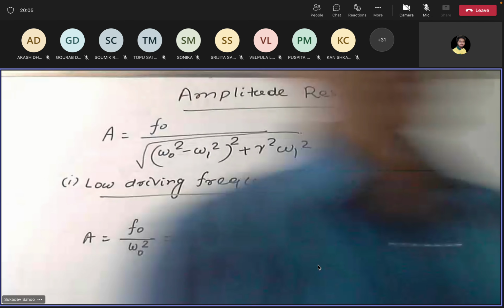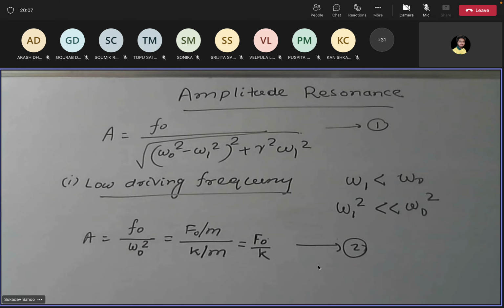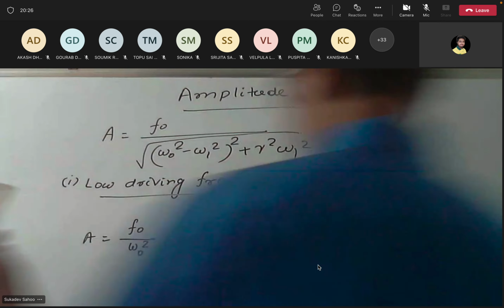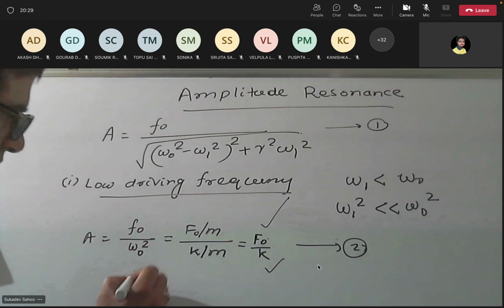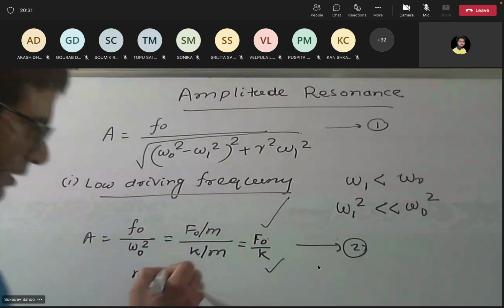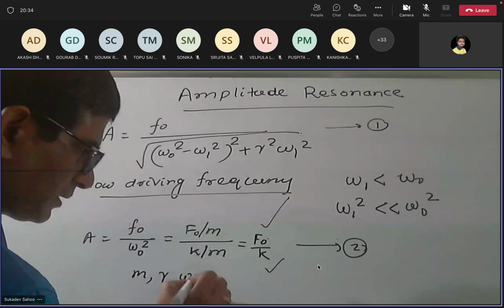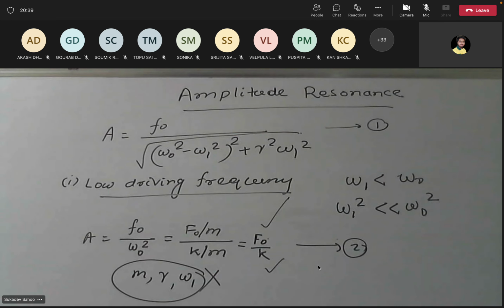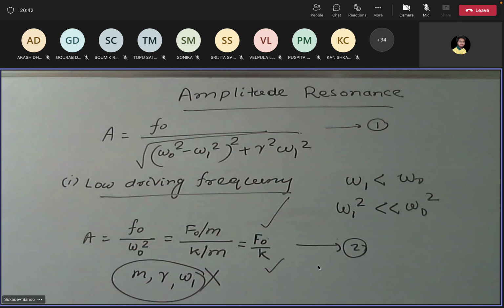So from this we can say, all of you listen carefully, at low driving frequency the displacement amplitude of a forced oscillation depends upon the driving force F0 and the spring constant K. What is it independent of? The mass of the oscillator, gamma, and the driving frequency omega 1. So it does not depend upon omega 1, mass, and damping.